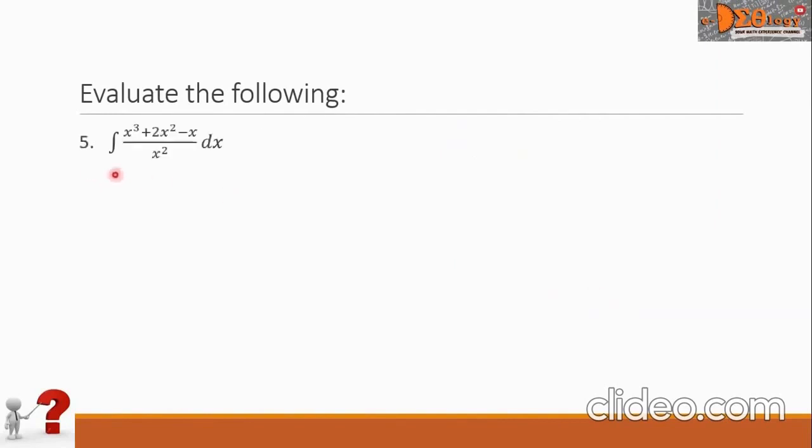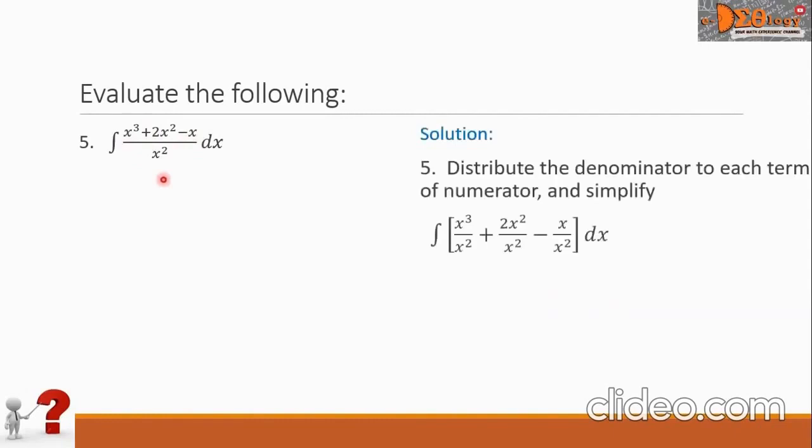Example 5. The integral of the quotient x cubed plus 2x squared minus x all over x squared, and then the dx. What we're going to do here is to distribute the denominator to each term of the numerator, and then we will simplify. So we see here the integral of x cubed over x squared plus 2x squared over x squared minus x over x squared, and the dx is here outside.